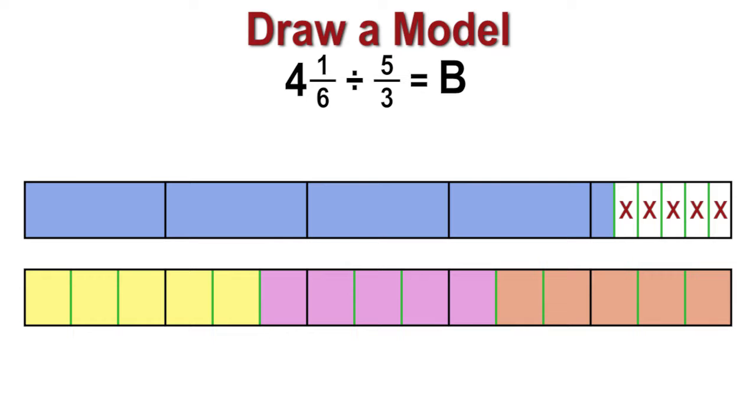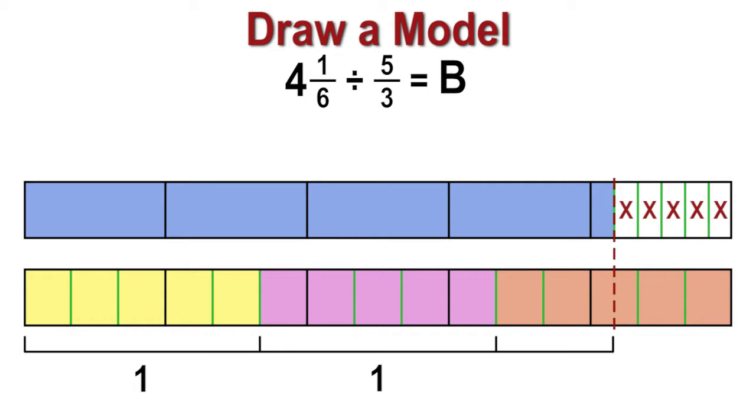So group the thirds into groups of 5. You can see from the drawing that there are 2 whole groups of 5/3 and some left over. Partition the last parts into 6. There are 10/6, but 5 of them are crossed out. So there is 1/2 of the group in the last group. So our answer is there are 2 1/2 groups of 5/3 in 4 1/6. 4 1/6 divided by 5/3 equals 2 1/2.